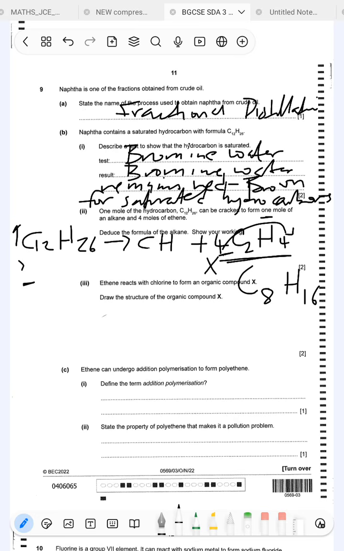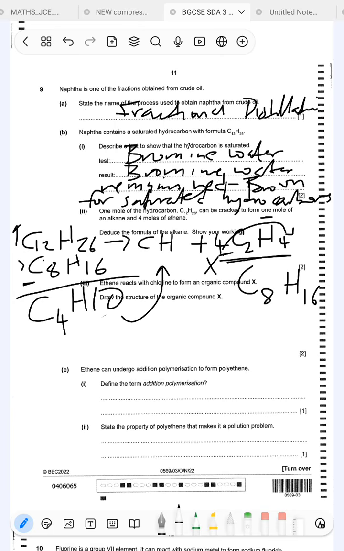Okay, now we come back here to this guy and then we subtract so that we find the missing carbons and hydrogens. So it's C8H16. Okay, so if we subtract, you get H10, then you get C4. Then this is going to be the formula. So it's C4H10. All right.